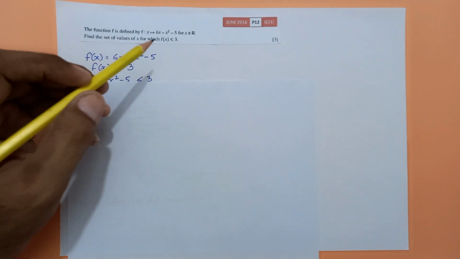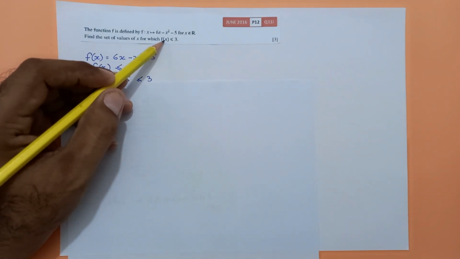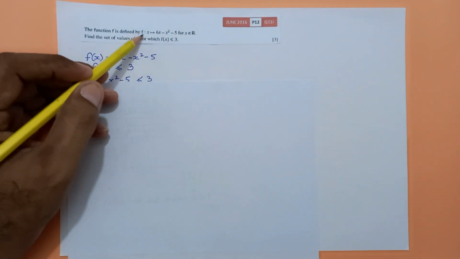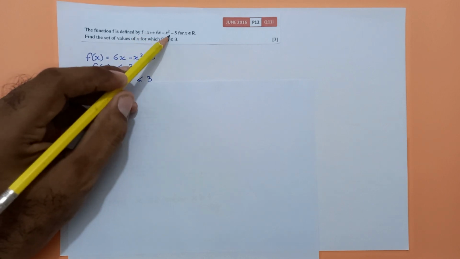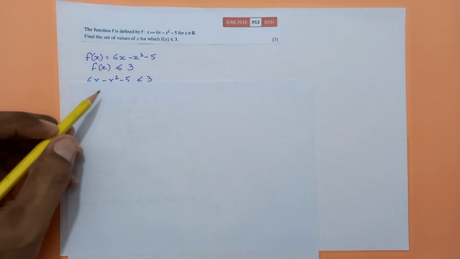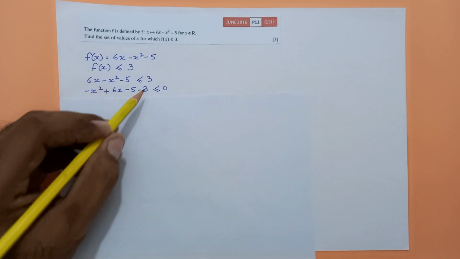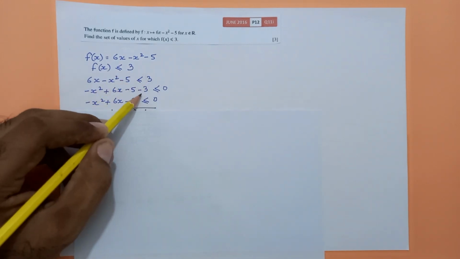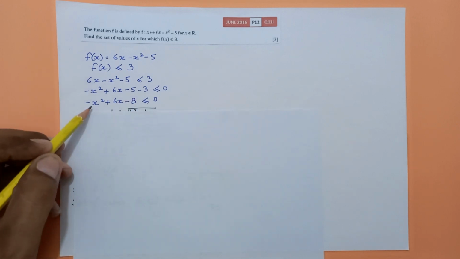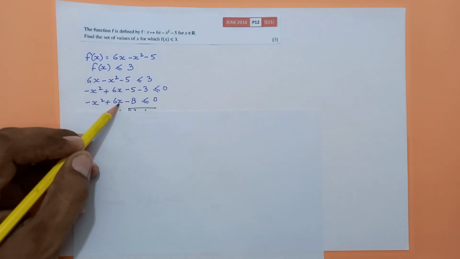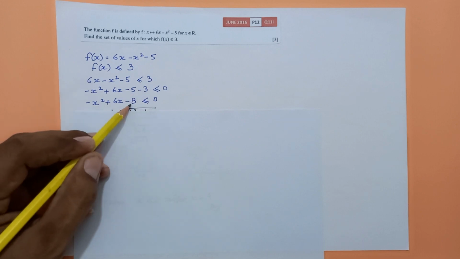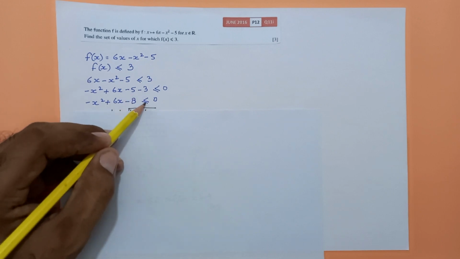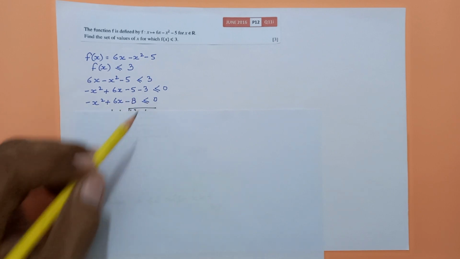The condition given to us is that the function f(x) is less than or equal to 3, and f(x) is given as 6x - x² - 5. So we have written the same over here, less than or equal to 3. Moving this 3 to the other side, making it negative, we get -x² + 6x, and -5 - 3 becomes -8, less than or equal to 0.